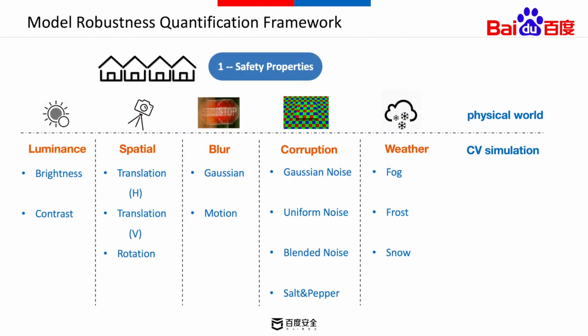Now let us introduce our quantification framework. The first component is a pool of safety properties. In the physical world, we mentioned several safety violation use cases that could confuse the model. We simulate these cases by leveraging computer vision technology. To summarize, we simulate 5 different categories: luminance, spatial transformation, blurring effect, common corruptions, and severe weather conditions. For each category, we further break that down. For instance, in severe weather, we simulate 3 different conditions: fog, frost, and snow.